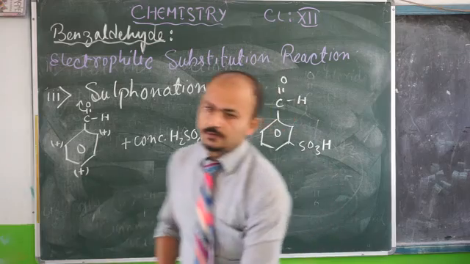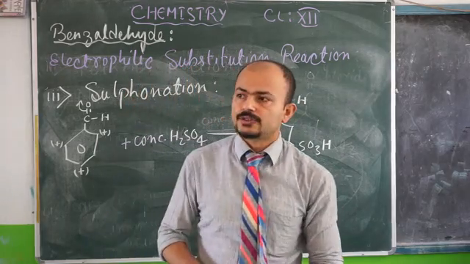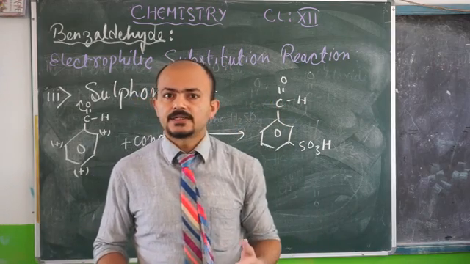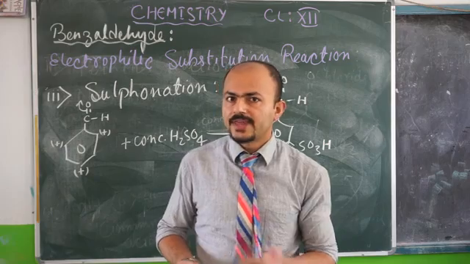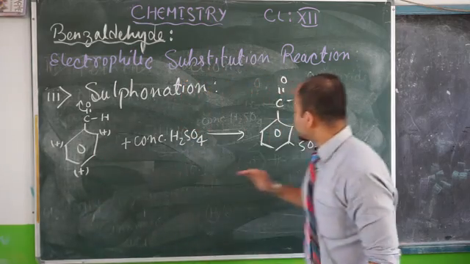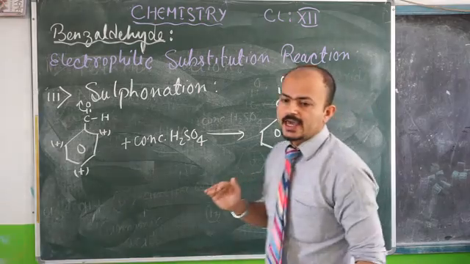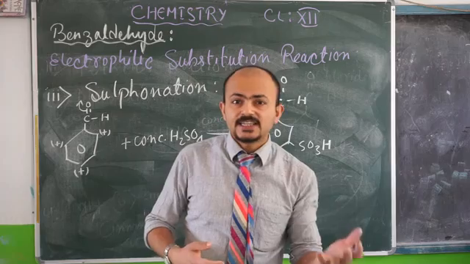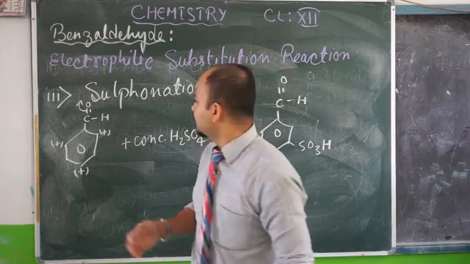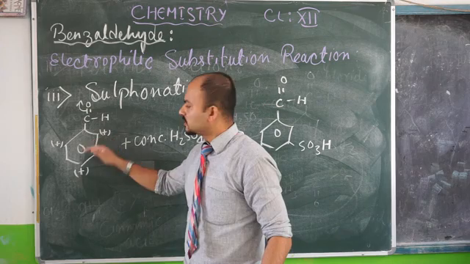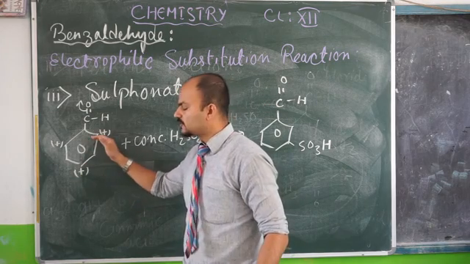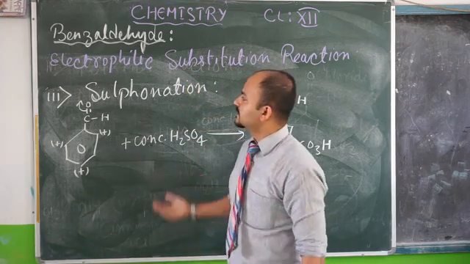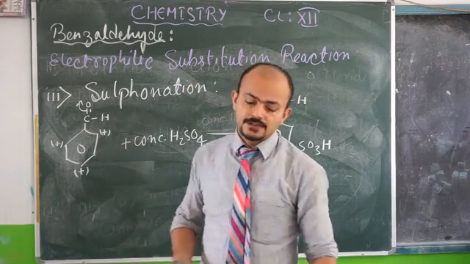Okay? Now, in electrophilic substitution reaction, generally speaking, if you have an electron withdrawing group, then substitution takes place at meta position. And if you have an ortho para directing group, then the incoming electrophile will come at either ortho position or para position. Okay? So this was for today's discussion.